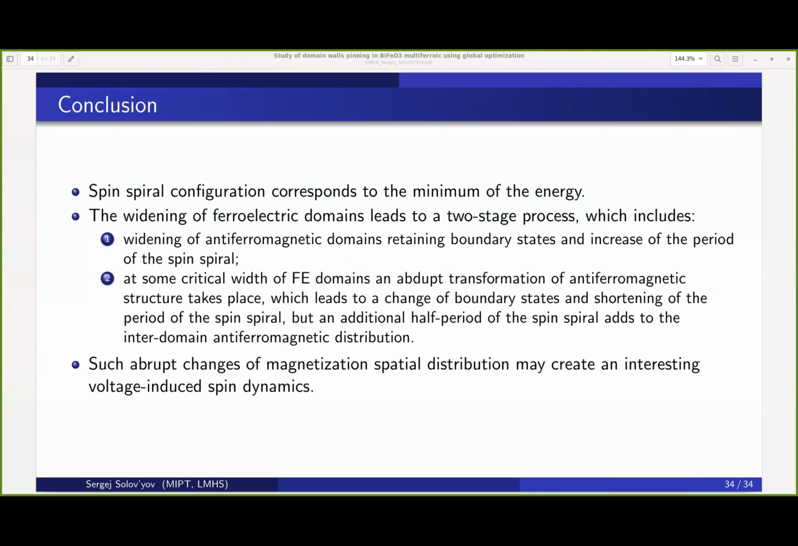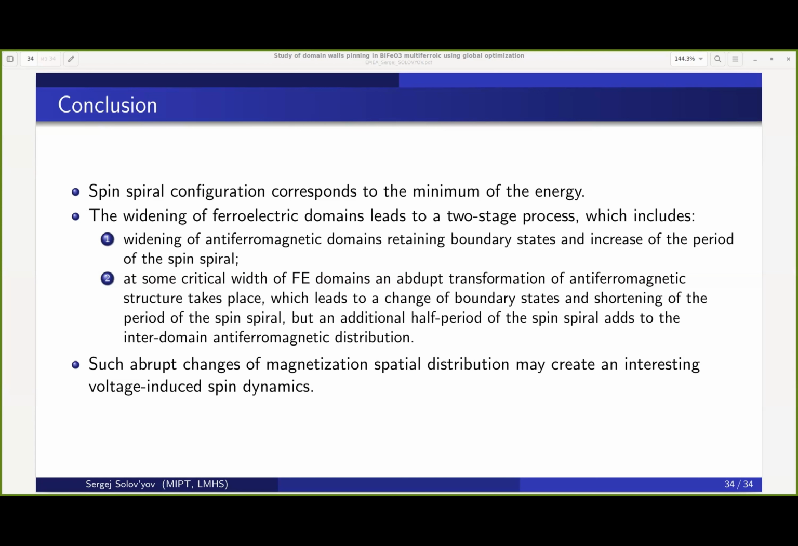Thank you for the question. What do you want to measure? I didn't understand. Actually, I want to measure the spin spiral in the domains experimentally. Is it possible?